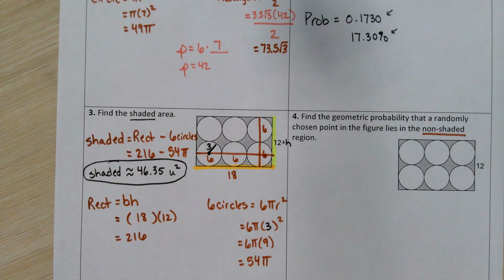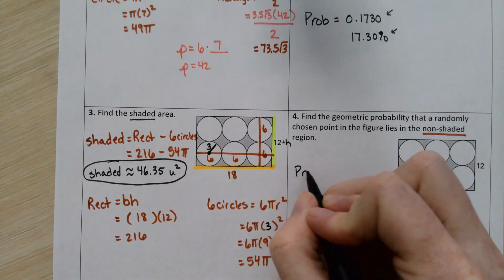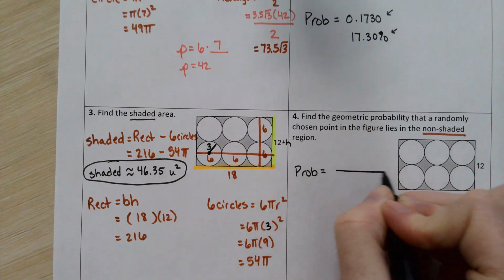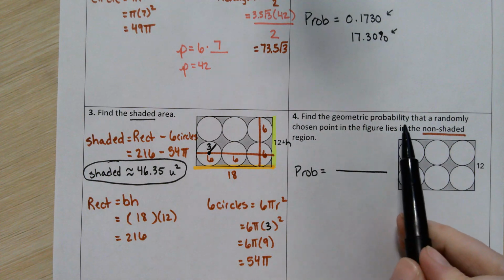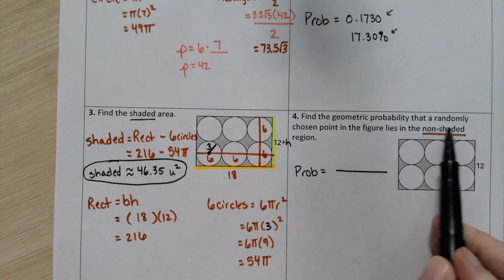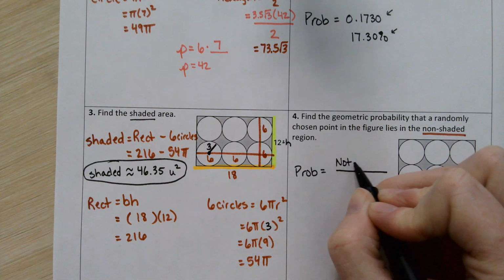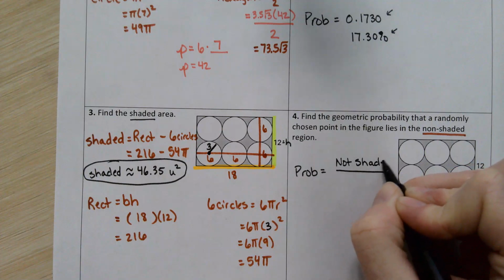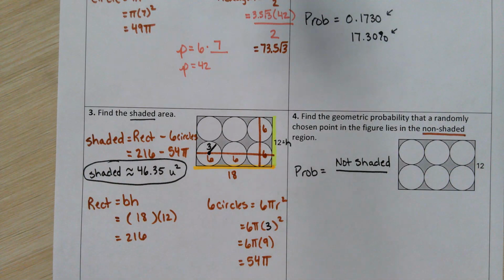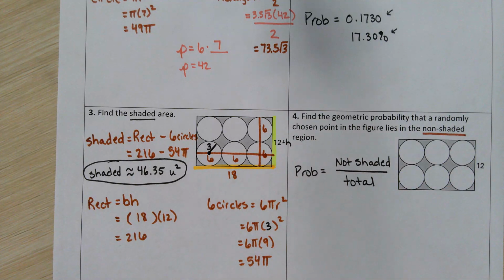On to number 4. I see the same picture again, and they're asking me for probability this time. So let's read for what kind of probability we're looking for. We're looking for the probability that a randomly chosen point in the figure lies in the non-shaded section. And then we're still going to have the total that we divide by every single time.